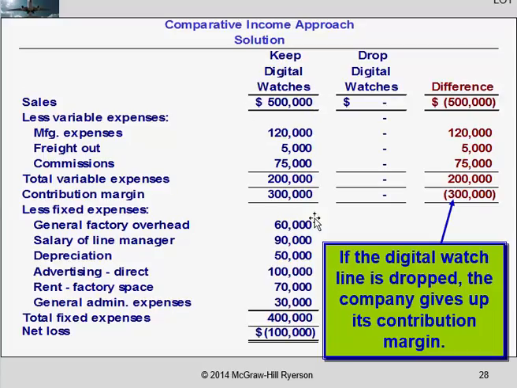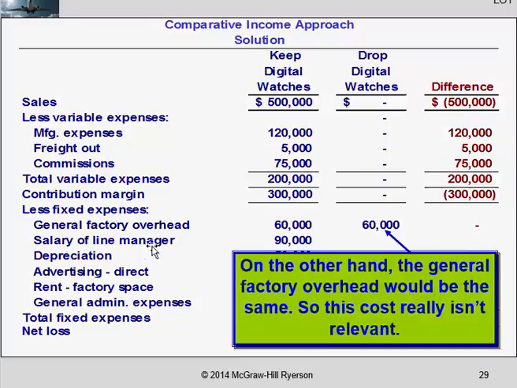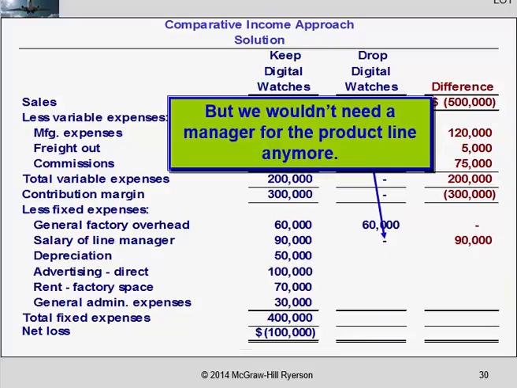If we keep them, we already have this information, we know what the deal is. And automatically we can drop down to contribution margin. If we drop it, the contribution margin is chucked out of the way. So no contribution margin for us. Okay, now general factory overhead, we were already told that that is not going to go away. So that's one cost that we will not avoid if we get rid of this division.